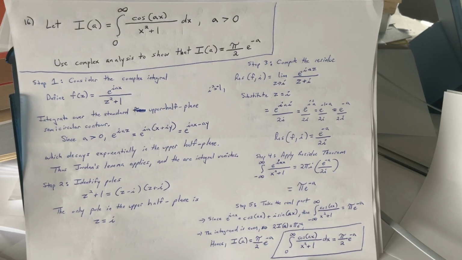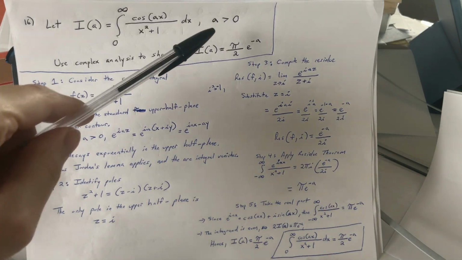Yep. Let I of a be the integral from 0 to infinity of cosine of ax over x squared plus 1 dx, with a greater than 0. Use complex analysis to show that I of a equals pi over 2 times e to the negative a. So here's what we're going to do. For step 1, we consider the complex integral, define f of z equal to e to the i a z over z squared plus 1, and integrate over the standard upper half plane semicircular contour.